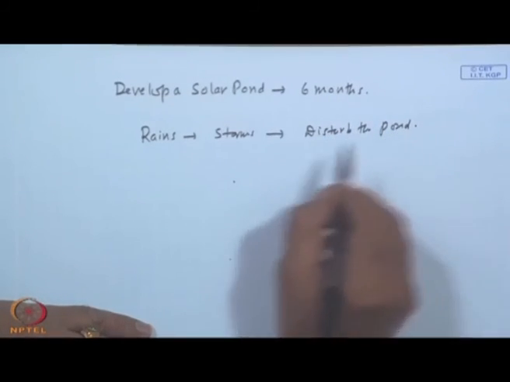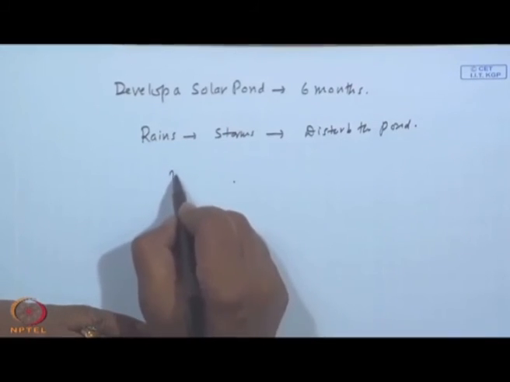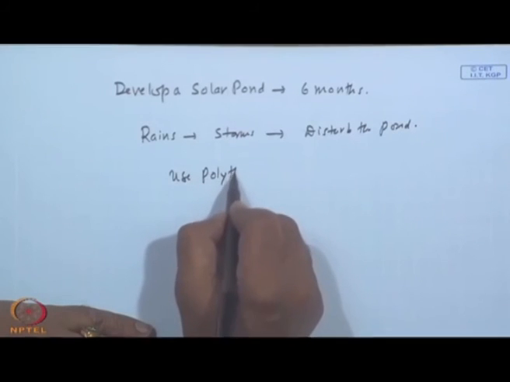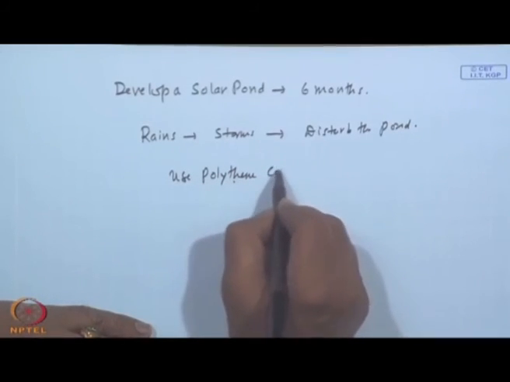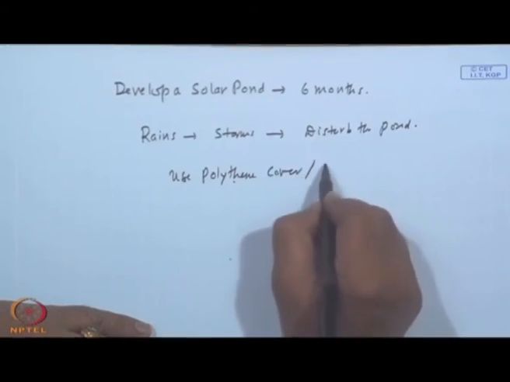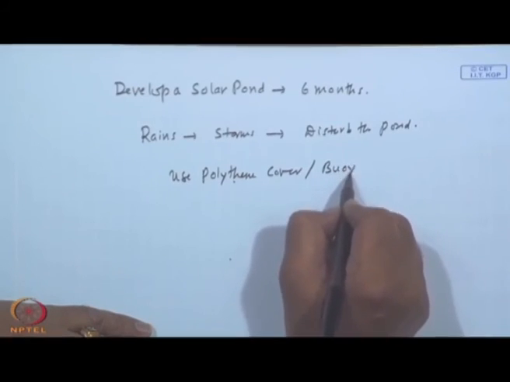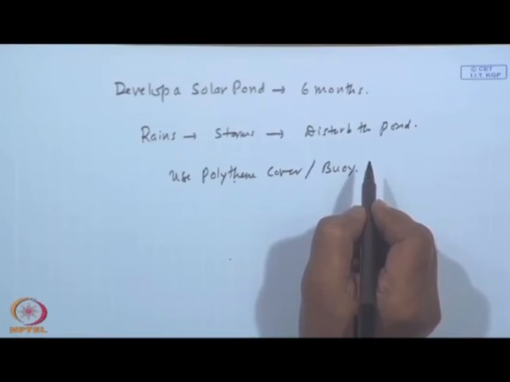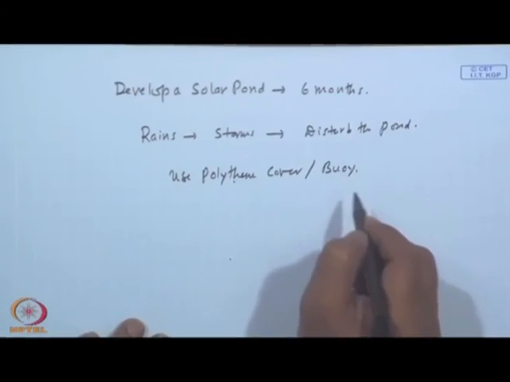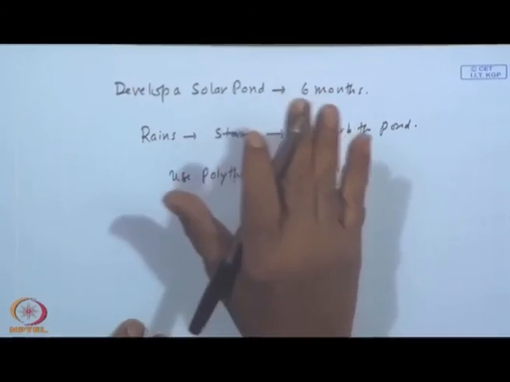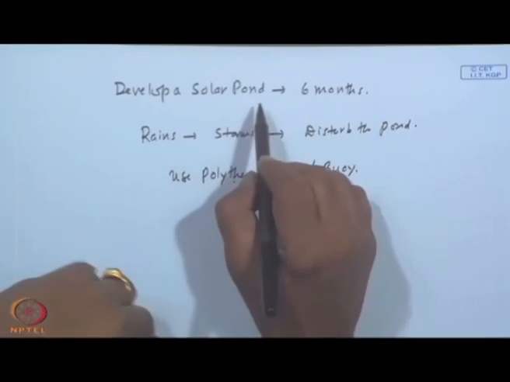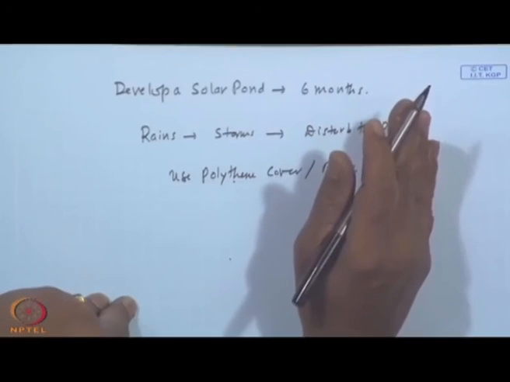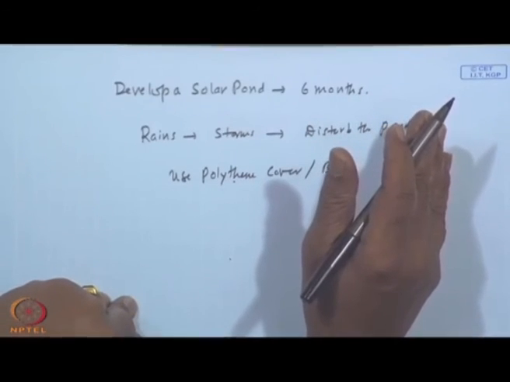Of course, there are various methods. You may use a polythene cover, or a buoy on top of the pond, so that these disturbances will be minimized, and the developed stratification will not be too much discharged.